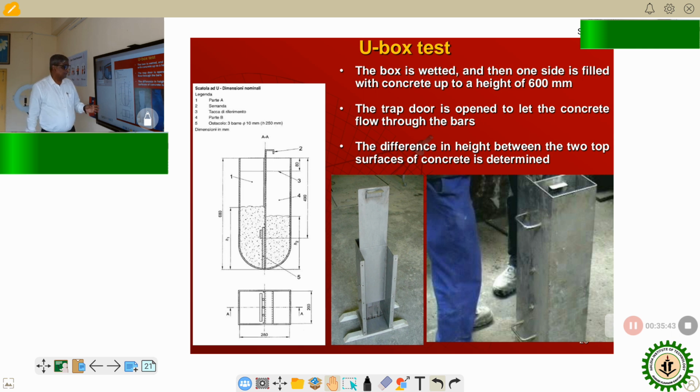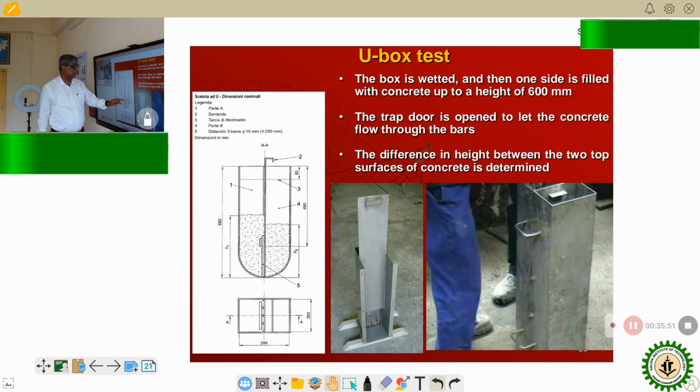So, just compare, if it is not concrete but water, just fill up with water to some level here, and also some water here, and then you remove this, what will happen? This will be at the same level. If it is water, it will be at the same level. But for concrete, it cannot be at the same level, though it is almost like water.